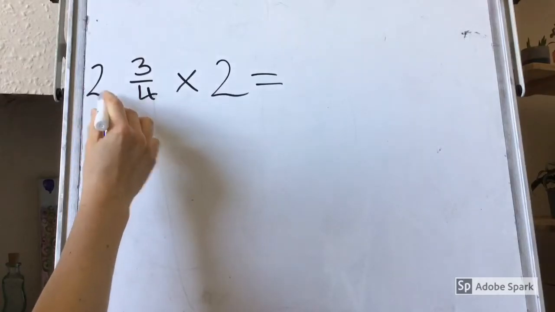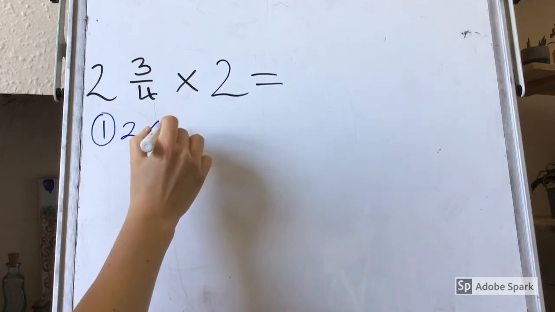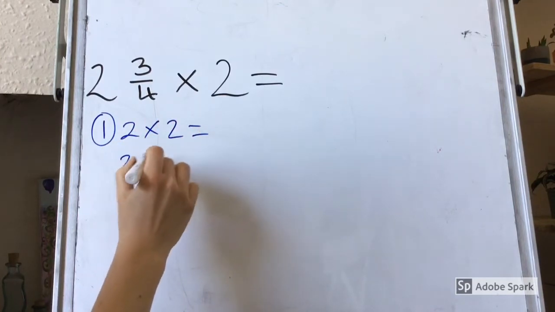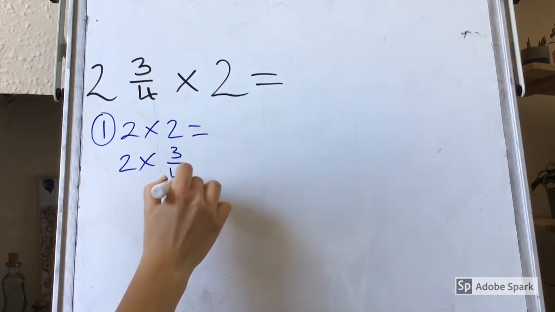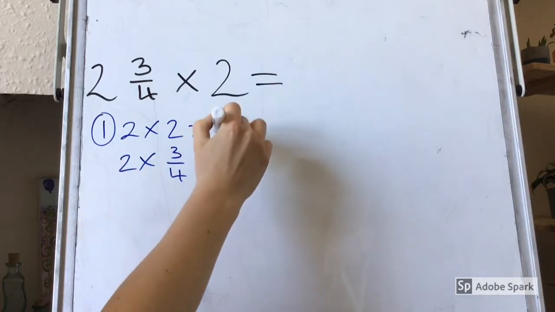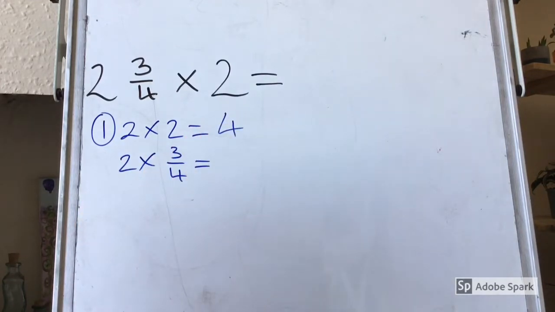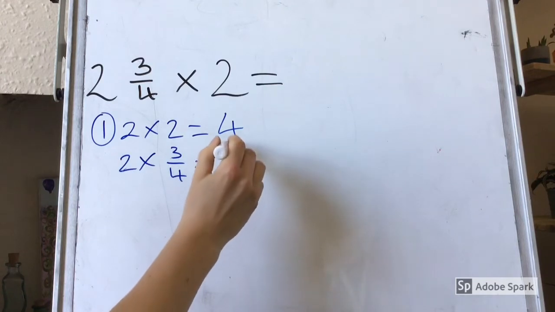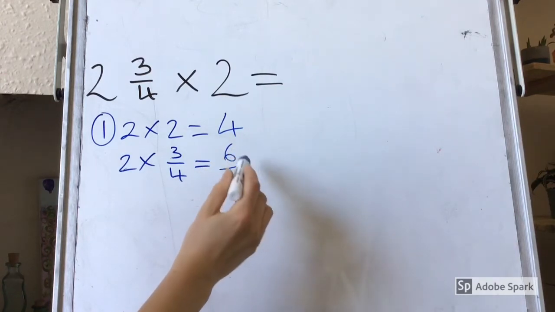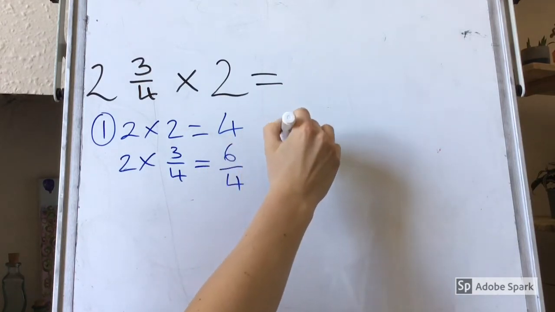For a challenge, we can have a go at timesing a mixed number by an integer, and there are two ways to do this. The first way is to partition, so we do the whole number times the integer first. 2 times 2 is 4. Next, we do 2 lots of 3/4. We know 2 times 3 is 6, and we keep the 4 the same.